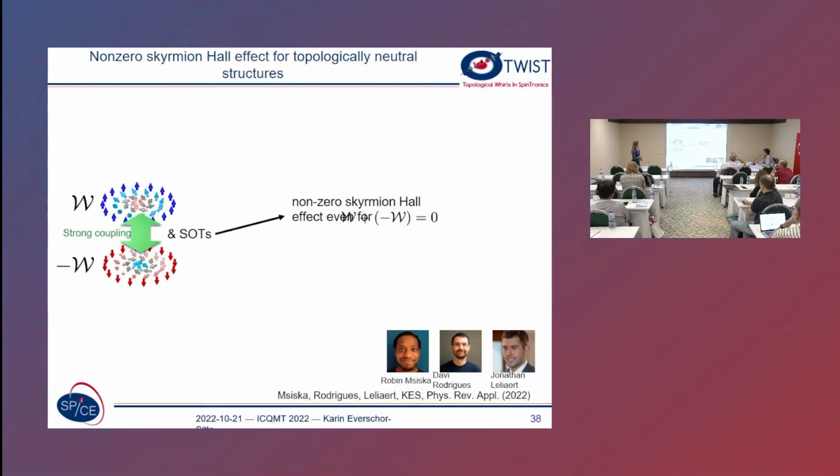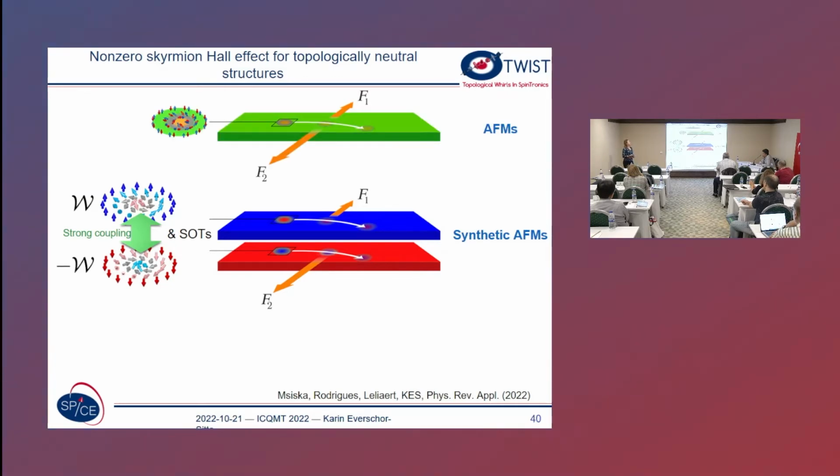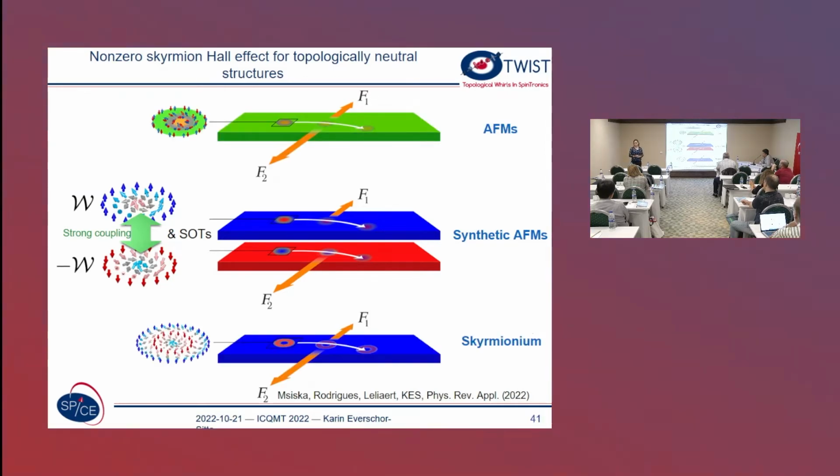Okay. So now we have these two winding numbers with a strong coupling, and if we use spin-orbit torques, we will see that we actually get a deviation. So we will get a non-zero skyrmion Hall effect, even if we have two opposite winding numbers. So in this, the idea is that the forces on the top and on the bottom skyrmion are not the same. So they therefore don't cancel the perpendicular components. And this you can realize in synthetic antiferromagnets, in antiferromagnets, or also for the skyrmionium.